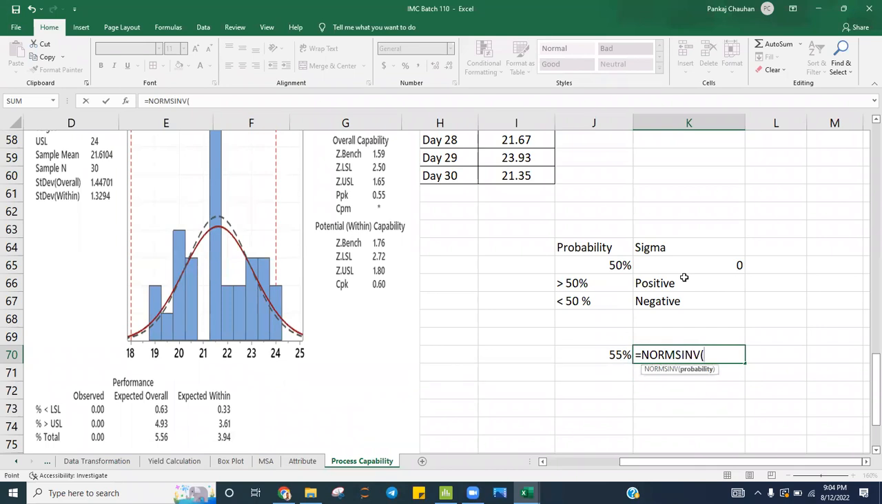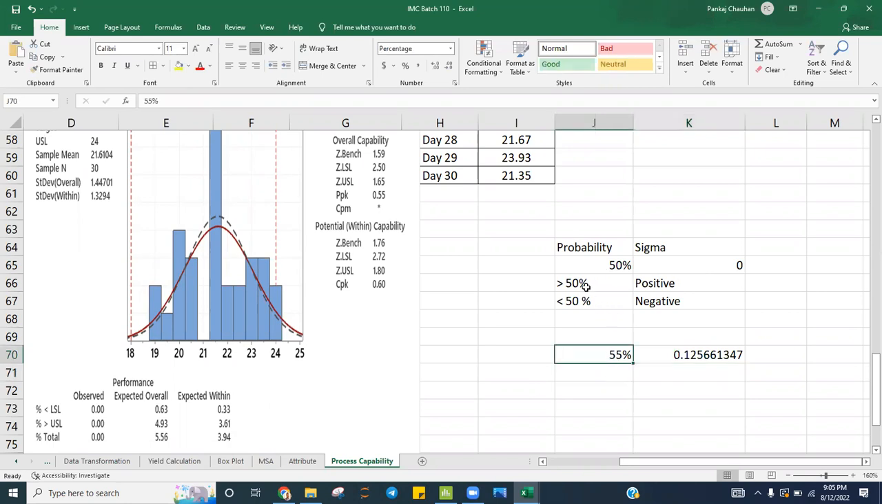So this takes your probability, and that will tell you the sigma. So you see, if the value is greater than 50%, sigma will be positive. If it is exactly 50%, sigma will be 0. If it is less than 50%, then sigma will be negative. Let's say 49%. If it is 49%, then sigma is negative. If you take 51%, then sigma is positive.